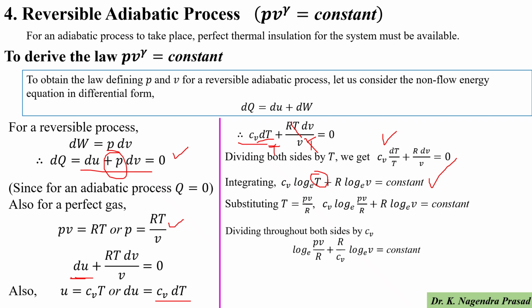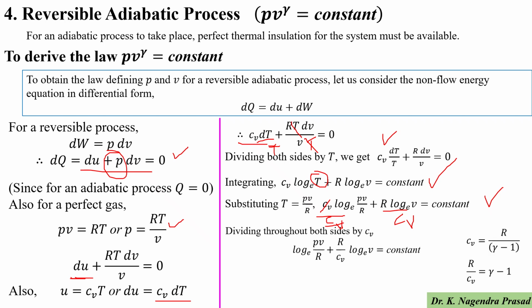So Cv gets cancelled, and here also we have to divide by Cv. Then this equation becomes log base e PV divided by R plus R by Cv log base e V equal to a constant.